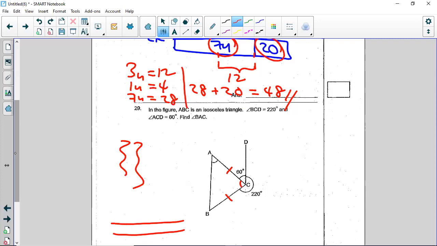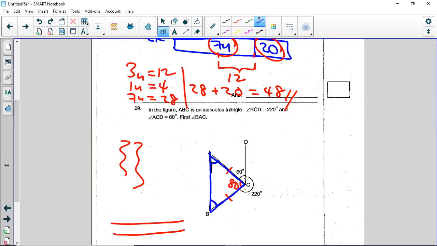So 360 at a point, minus 60 minus 220. So what is that right angle? So the right angle will be how many? 80, right? 80 degrees. Okay, how do you know which two angles are equal? You look at the two sides that are the same length. Look at the angles at the end of the two lines, they are equal. And that's where the two angles are equal also.